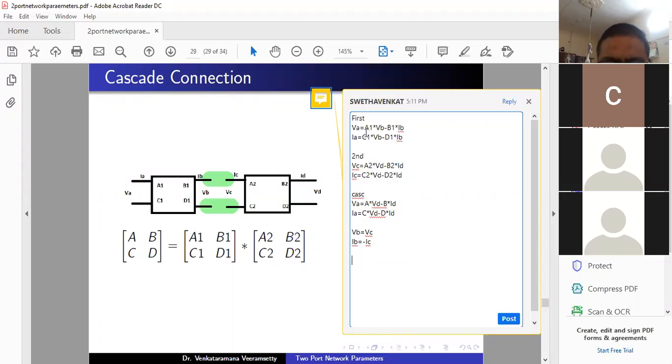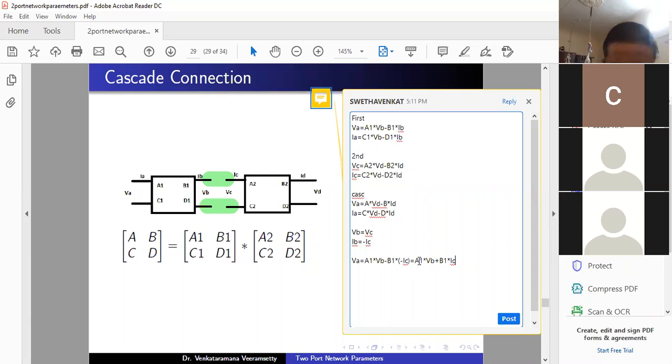VA equals the first equation. Observe the first equation. I want to write it like this: VA equal to A1 multiplied by VB minus B1 multiplied by IB, where IB equals minus IC. I will just keep minus IC here. Is it okay? So this equation becomes A1 multiplied by VB, minus into minus, plus B1 multiplied by IC.